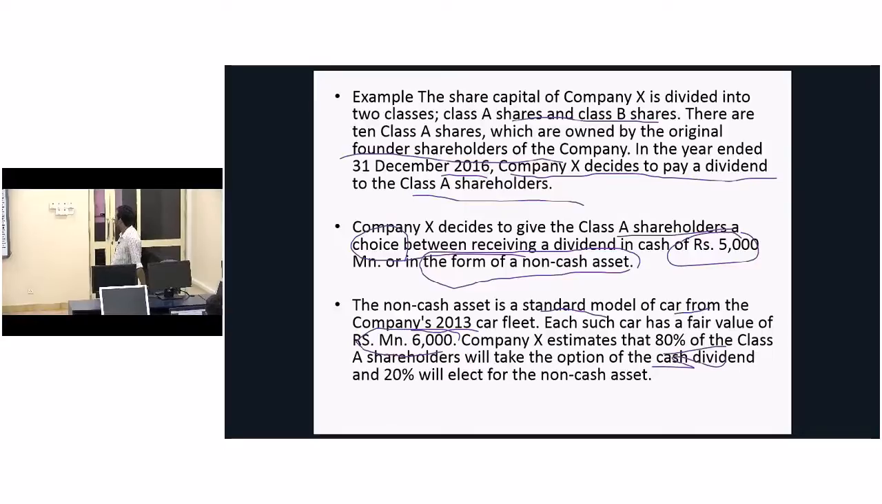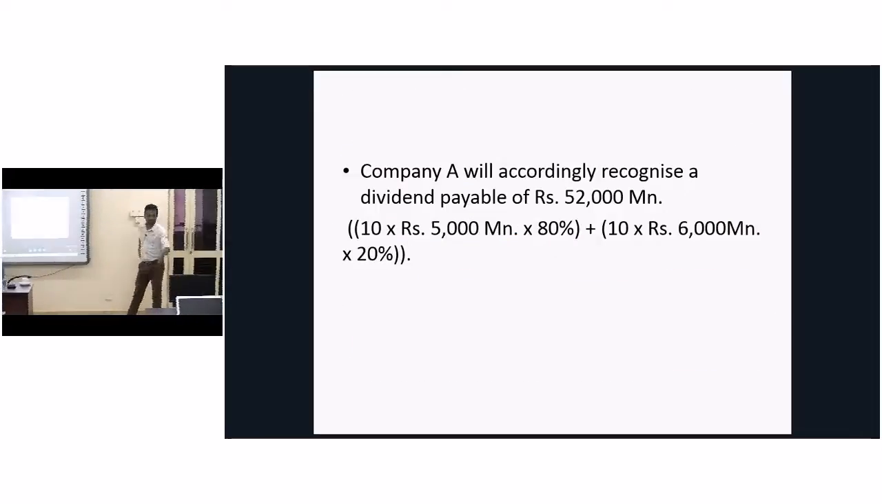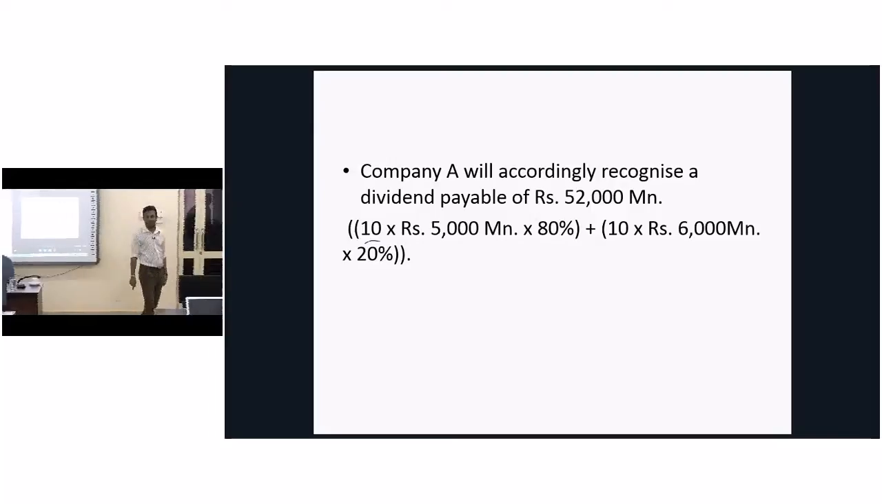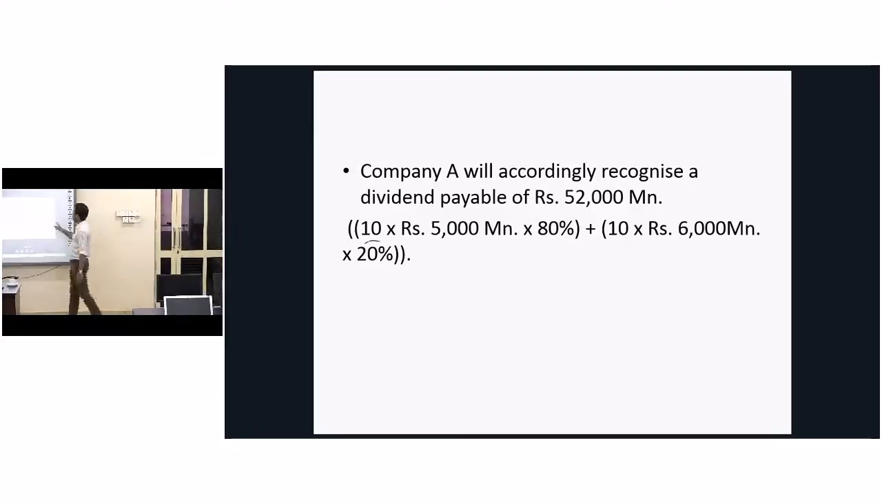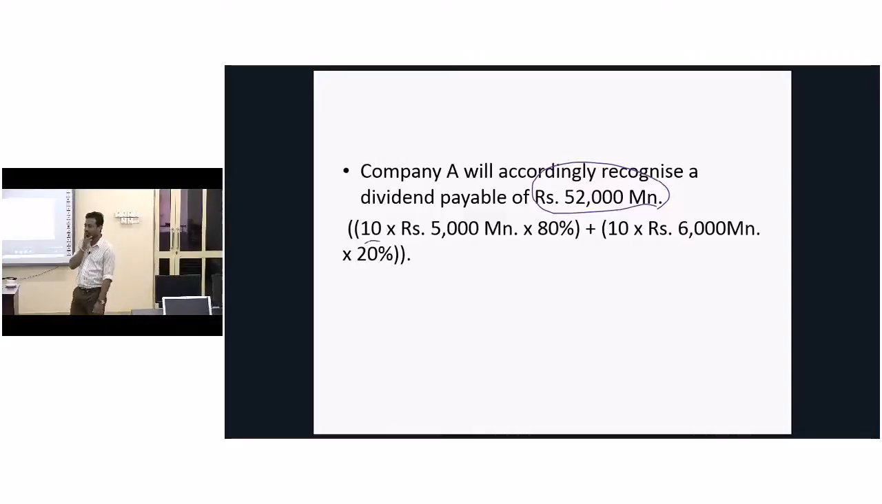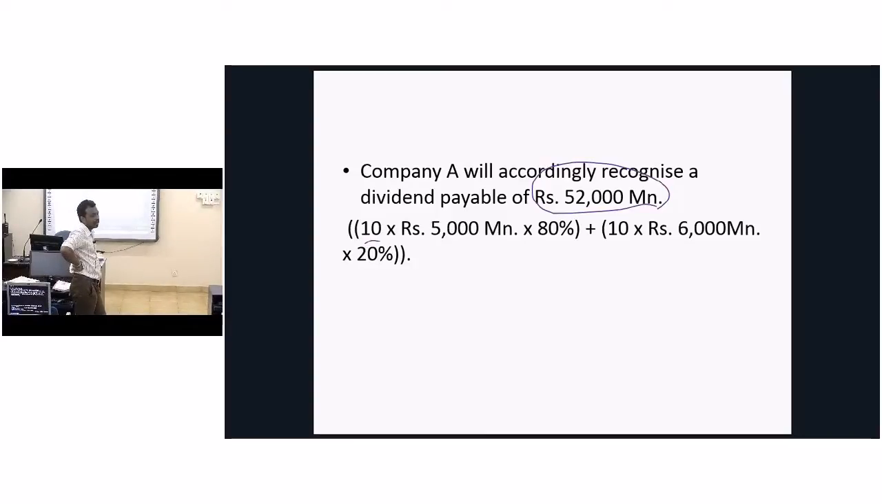80% of shareholders will take the cash option. Then 5 million into 0.8 plus 6 million into 0.2 will be the fair value of dividends payable. Number of shareholders: they say it's 10 shareholders. Multiplied by 10, the fair value of this dividend payable will be around 52 million. What is the double entry? Fair value of dividend is 52 million. Double entry is retained earnings debit, dividend payable credit, liability. Understand? So that's how we usually record dividends payable.